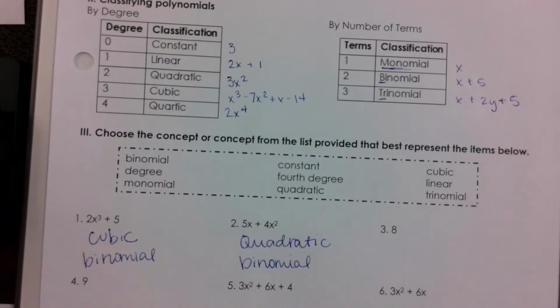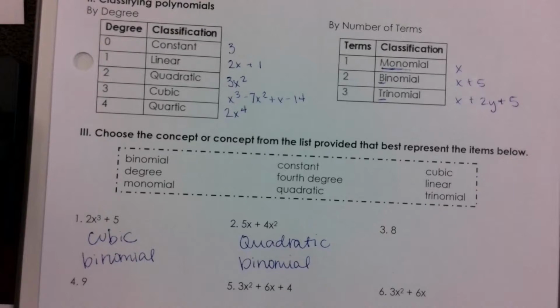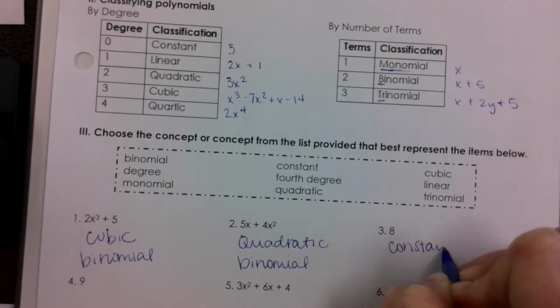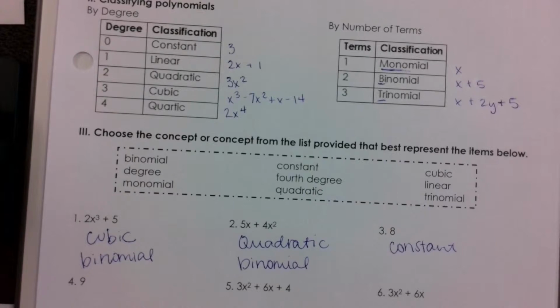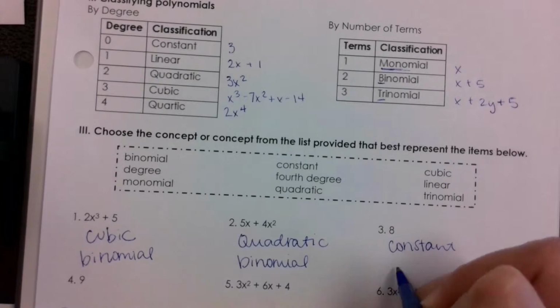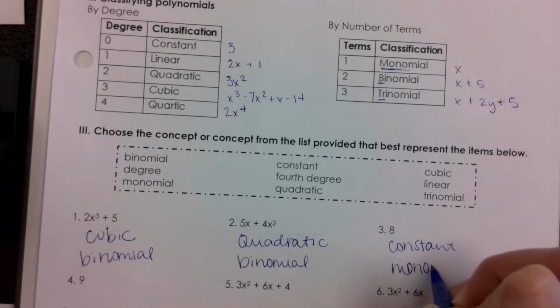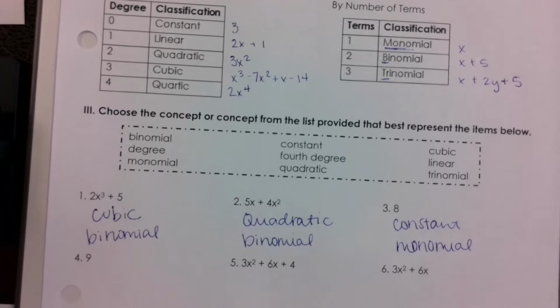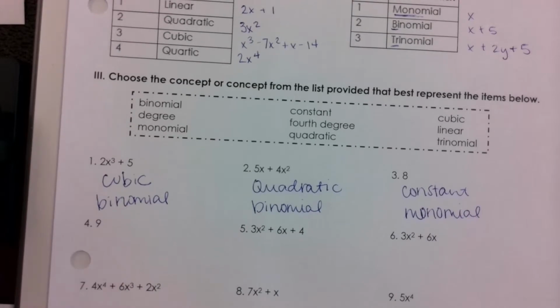What about number 3? Why is that constant? It's just the number, right? There's no x on it with an exponent at all. So it's just constant. And then how many terms do we have there? Just 1. So what do we call that if you only have 1 term? Monomial. So then what would number 4 be? Exact same thing. Constant monomial.